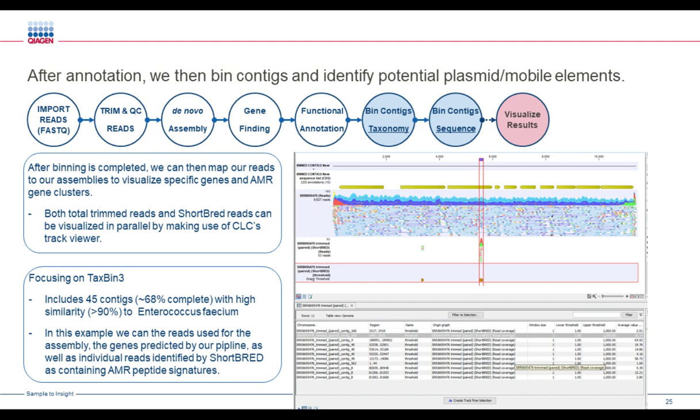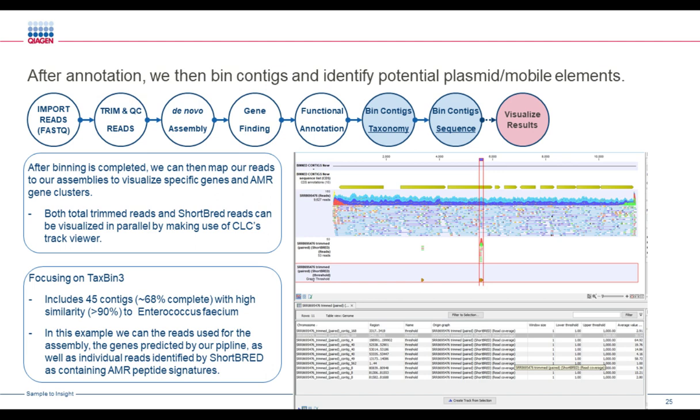Once we've completed our binning exercise, the next step that I like to do is take the original reads that were used for the assembly, as well as the reads that were separated out and partitioned out by Shortbread, and map them back to the assembly, and then visualize them within CLC in our track viewer. And this is a way where you can add arbitrary layers of annotation and other features, including point mutations and whatnot, and look at where the actual reads that are containing these individual markers might actually land in your assemblies.